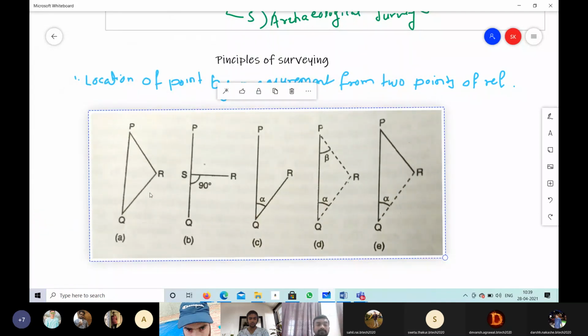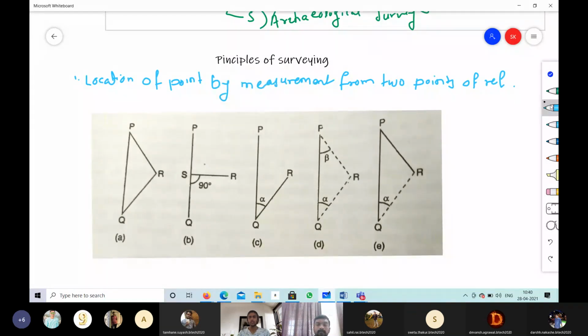Okay, is this visible? Yes, sir, it is visible. Yeah. So now what I will do, there are 5 different conditions you can see: A, B, C, D, and E. Now in each condition, there is a difference. You can assume that P and Q are the reference points for each case. These are the 5 different cases.